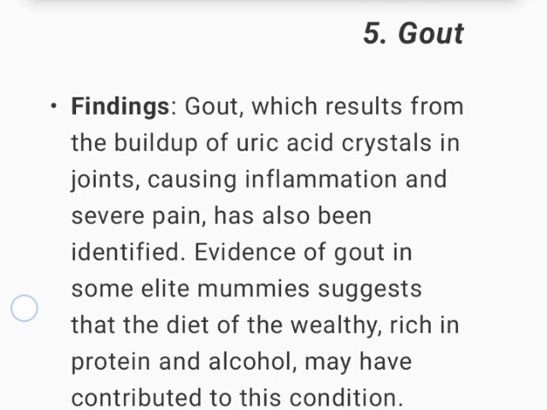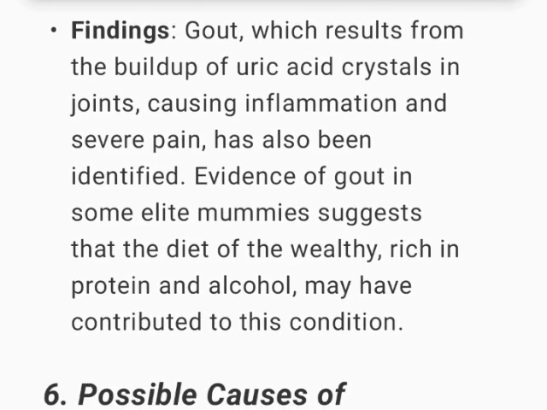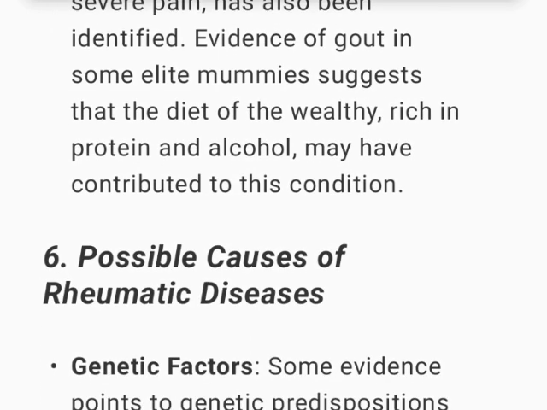5. Gout. Findings: Gout, which results from the buildup of uric acid crystals in joints, causing inflammation and severe pain, has also been identified. Evidence of gout in some elite mummies suggests that the diet of the wealthy, rich in protein and alcohol, may have contributed to this condition.